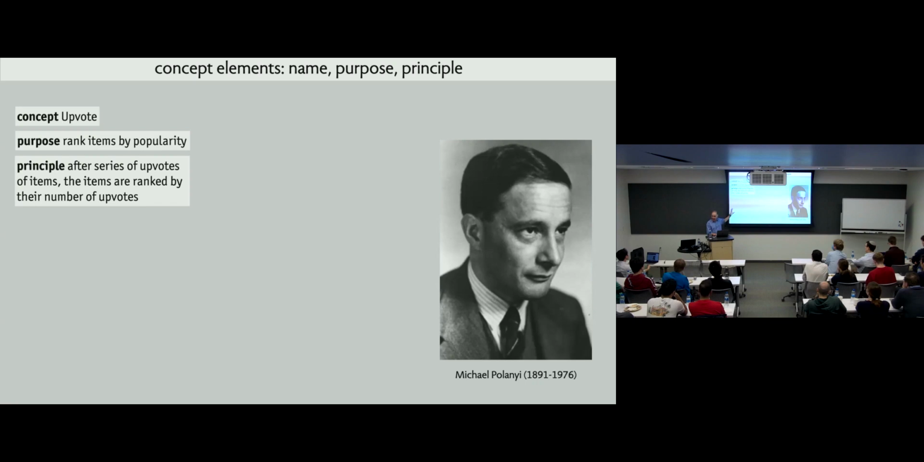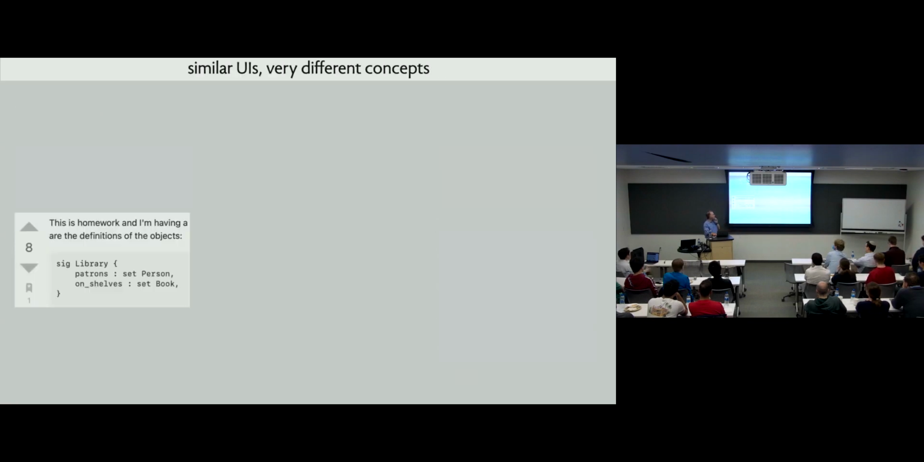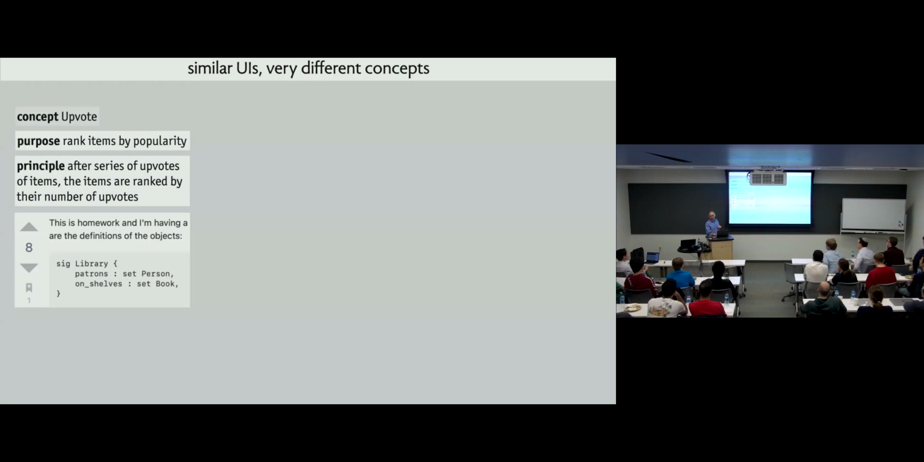But let me point out to you that there's actually something a little deeper than you might imagine going on here. And we could look at some user interfaces that look very similar and actually recognize that they're very different concepts. So we look at this one, right? And this uses different arrows, but we can recognize once we play with this, that this, which I think is from Stack Overflow, some poor person struggling with their Alloy homework, this is our old friend upvote, right?